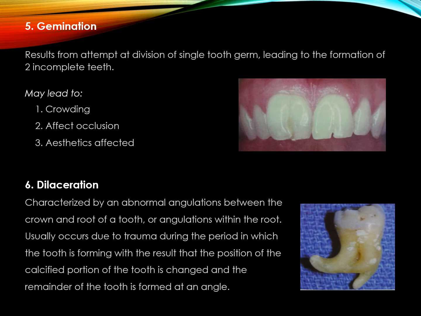And the next anomaly is dilaceration. It is characterized by an abnormal angulation between the crown and the root of the tooth, or angulations within the root. These usually occur due to trauma during the period in which the tooth is forming, and certain areas are calcified and the tooth is changed and the remainder of the tooth is formed at that particular angle. So that's how the malformations of the root take place.